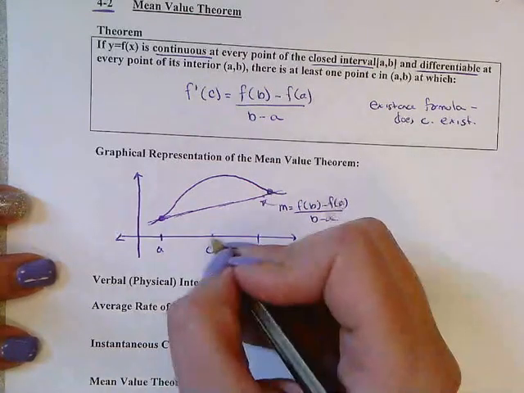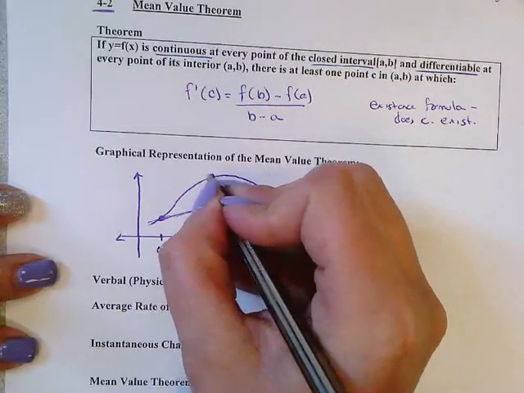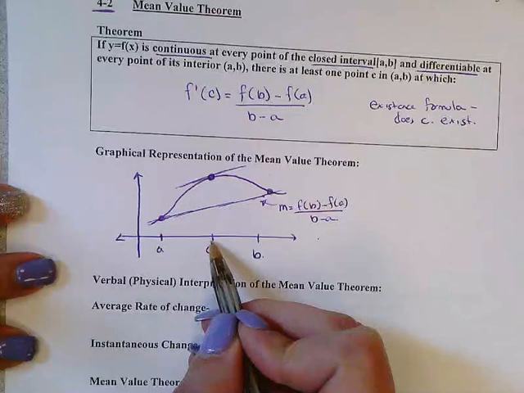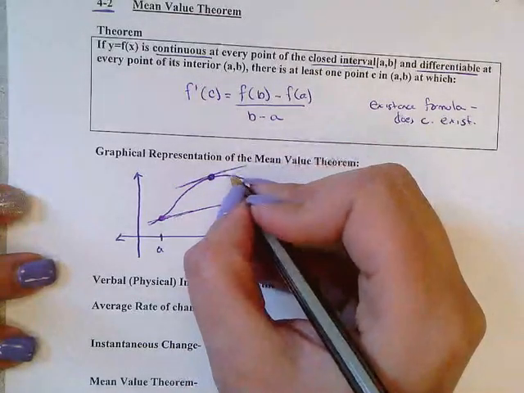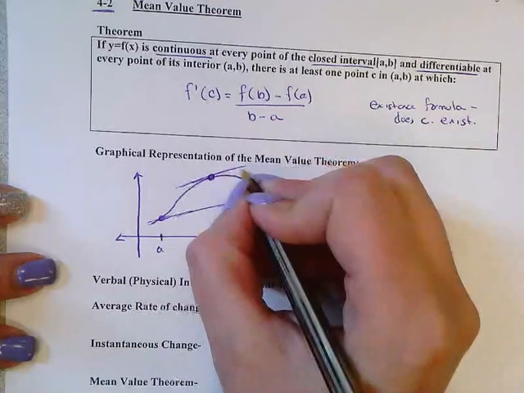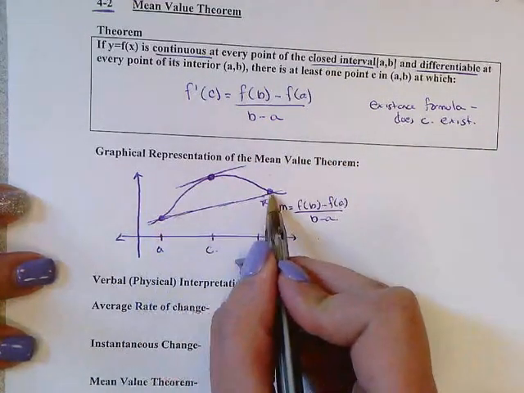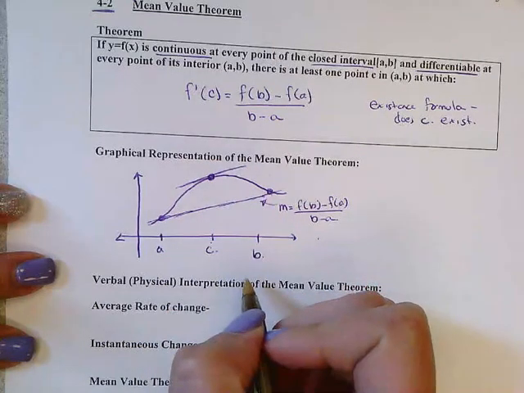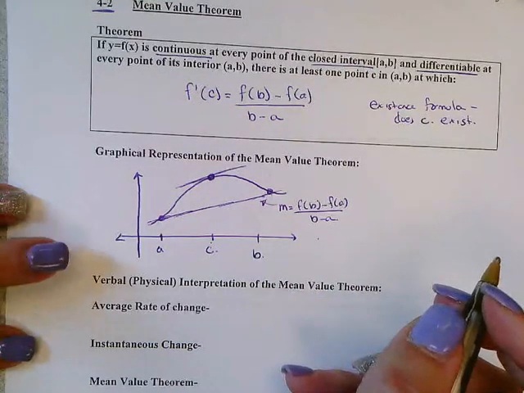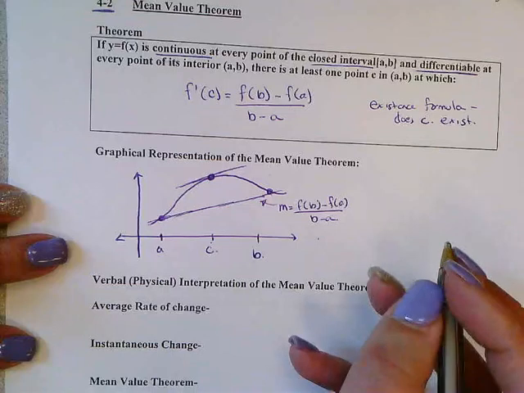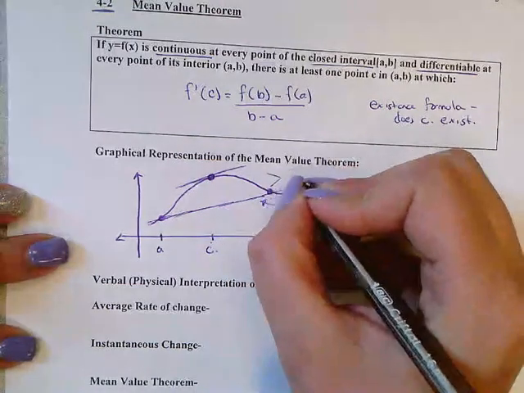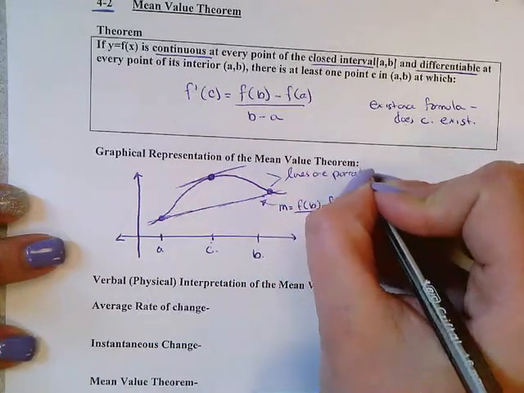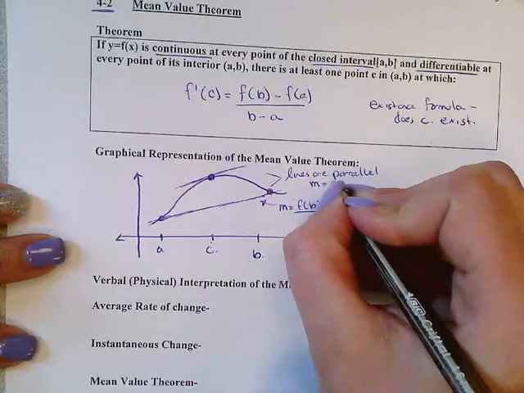will be equal to the derivative of the function at C. Okay, so the slope of the tangent line. So the slope of the secant line will be equal to the slope of the tangent line at some point called C. Okay? So these two, the slopes will be equal because they are parallel. So the lines are parallel, which makes the slopes equal.